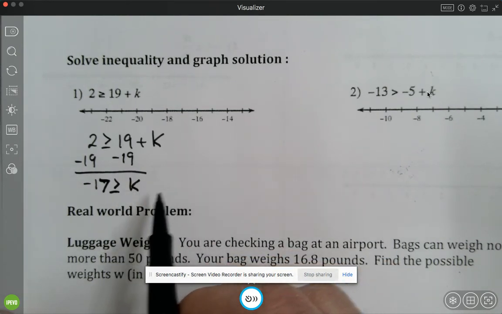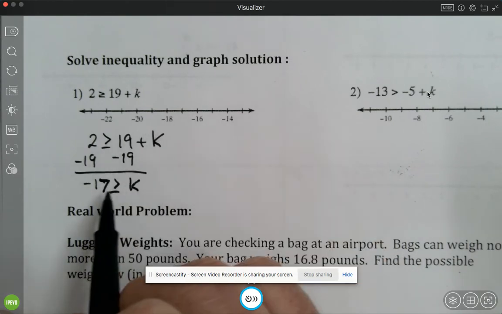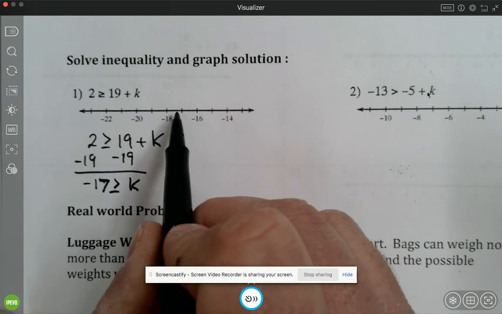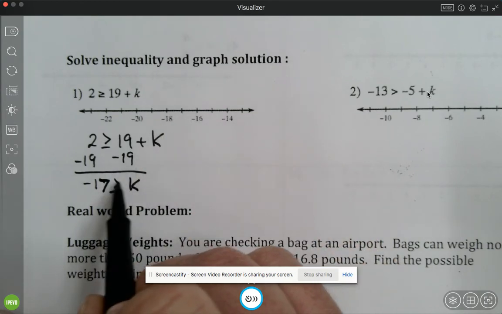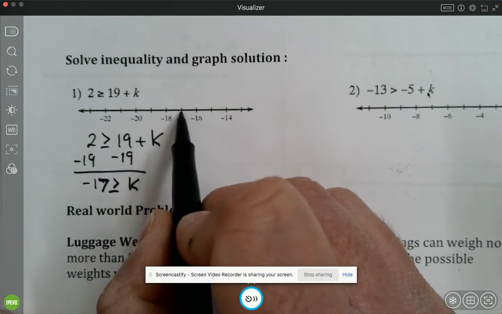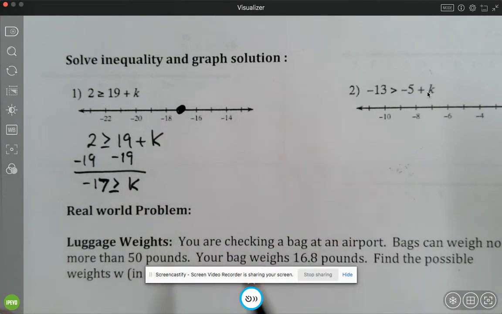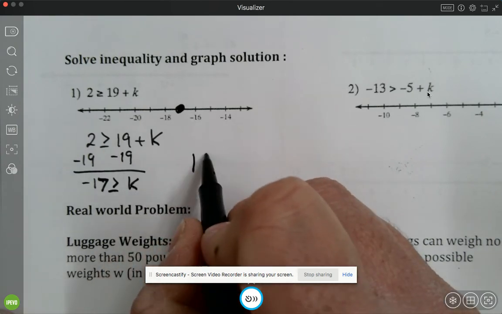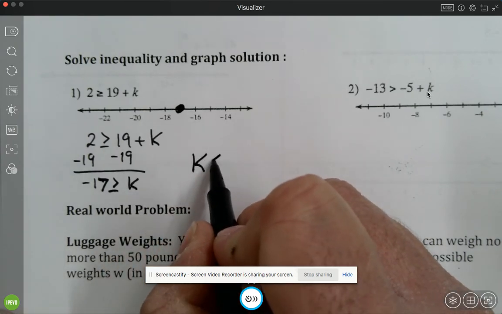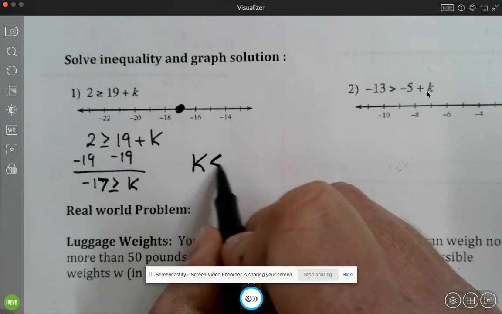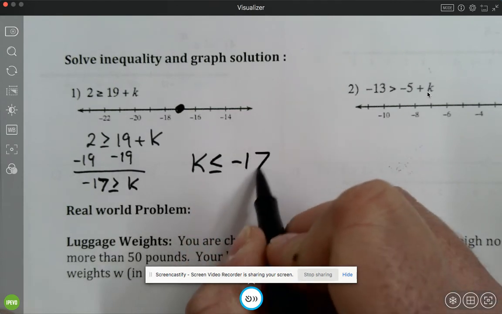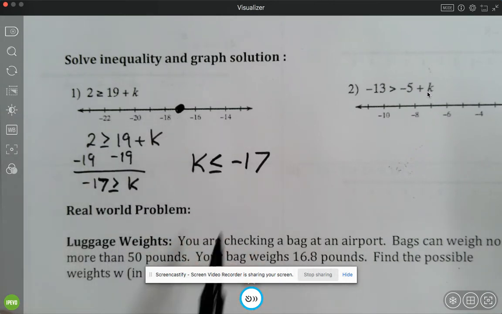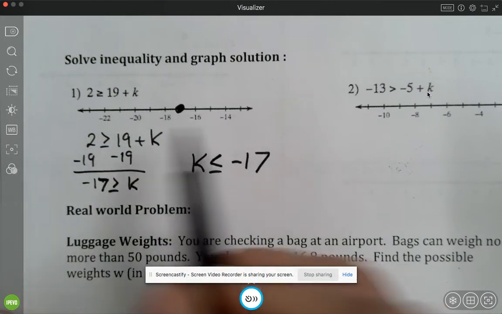you can leave it like this, but before I flip it, let's just know that when I graph the solution, I'm going to go to -17 on my number line, and because it says k is less than or equal to -17, I'm going to close dot it like that. And so if you flip it around like this, you could rewrite it like this. K is less than or equal to -17. Once you have the variable on the left-hand side, it tells you which way to shade. So it's pointing that way, all the numbers that are less than.